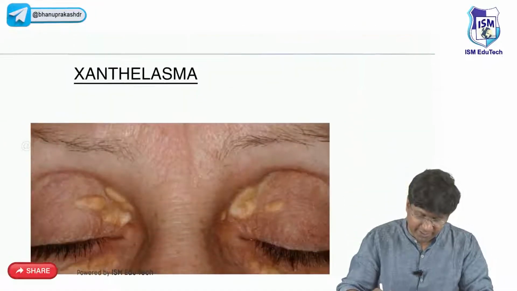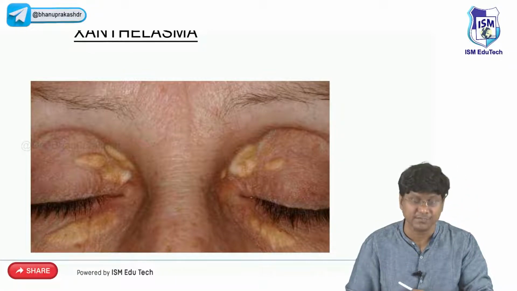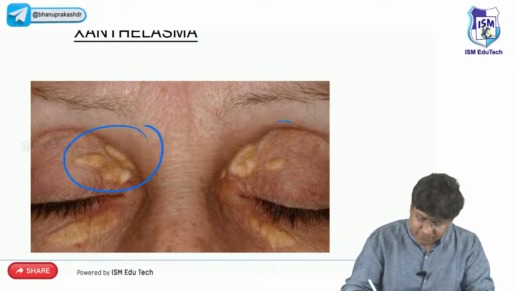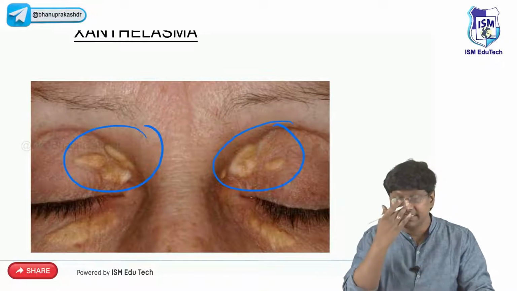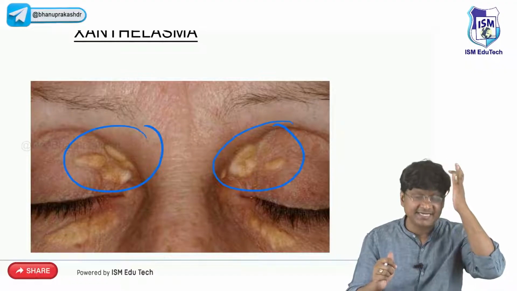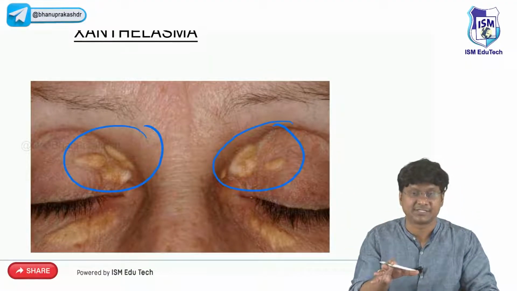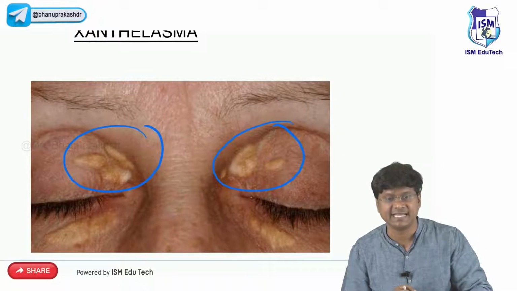Now, one more important abnormality in diabetes is xanthelasma. What is that? Patients with type 2 diabetes mellitus are at increased risk of dyslipidemia. So whenever these lipids accumulate in clusters, it can cause xanthelasma.